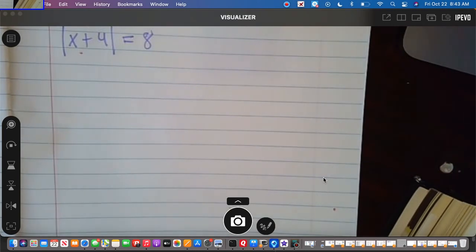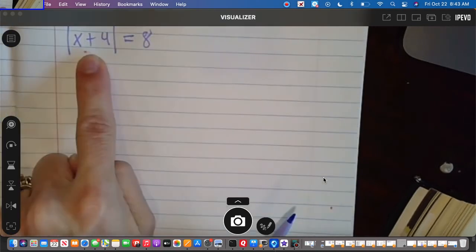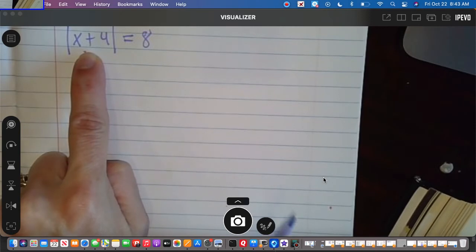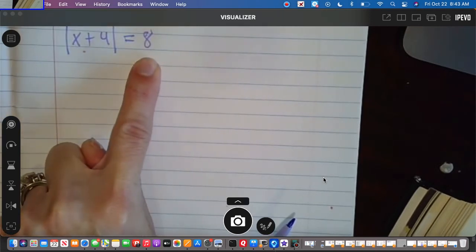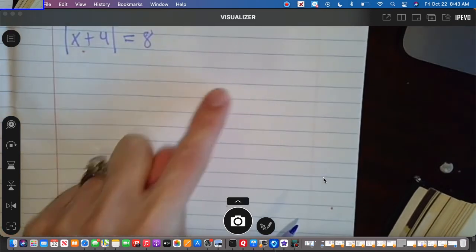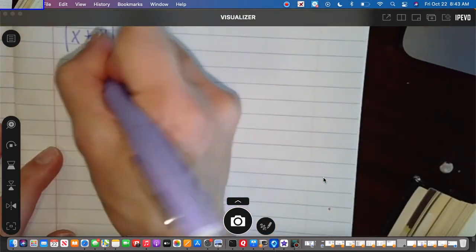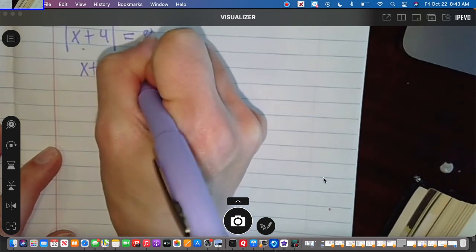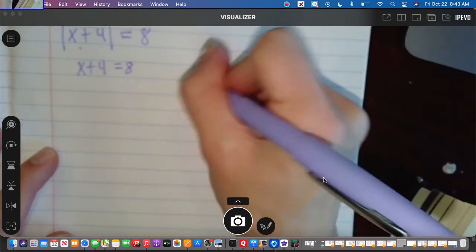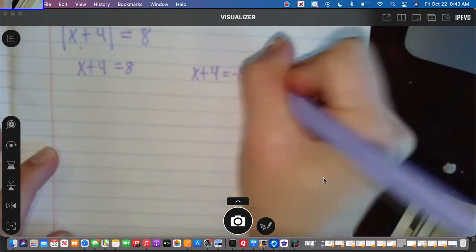On the first part of today, how did we solve them? We had to set it equal to a what? Positive and a negative. Very good. So I'm going to take what's inside here, and I'm going to set it equal to what? Positive 8 and negative 8. So watch. This time it's just a little bit more to it. I'm going to take what's inside there, and set it equal to 8 and negative 8.